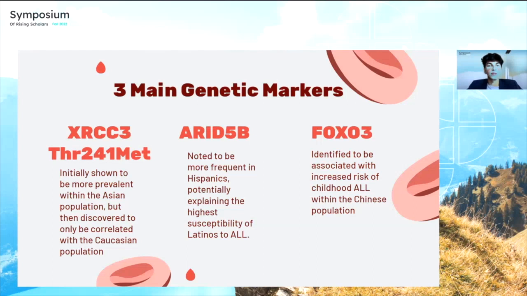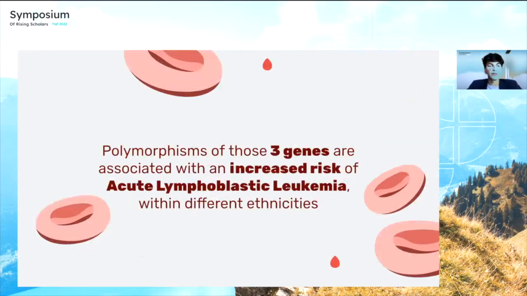Polymorphisms of XRCC3 THR241 MET were initially shown to be more prevalent within the Asian population, but then discovered to only be correlated with the Caucasian population. And polymorphisms of the ARID5B gene were noted to be more frequent in Hispanics, potentially explaining their higher susceptibility to ALL. And lastly, variations of the FOXO3 gene were identified to be associated with increased risk of childhood ALL, more predominantly with the Chinese population. So polymorphisms of these three genes are associated with an increased risk of acute lymphoblastic leukemia within different ethnicities.